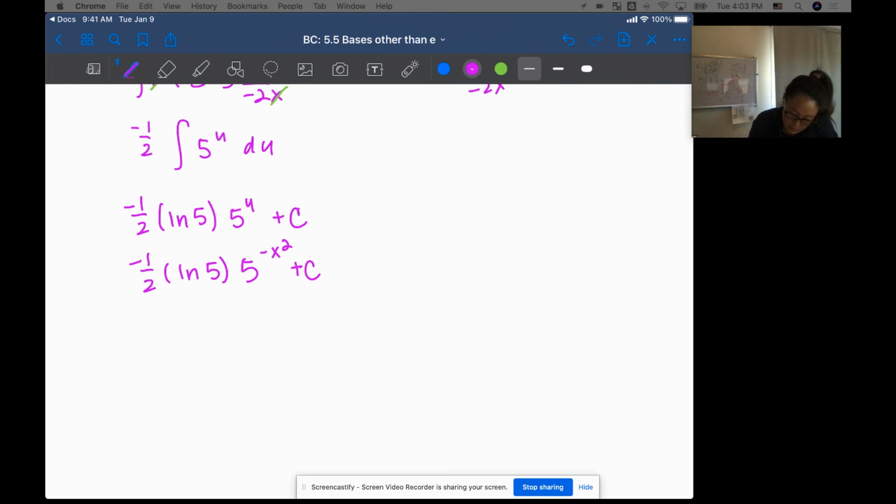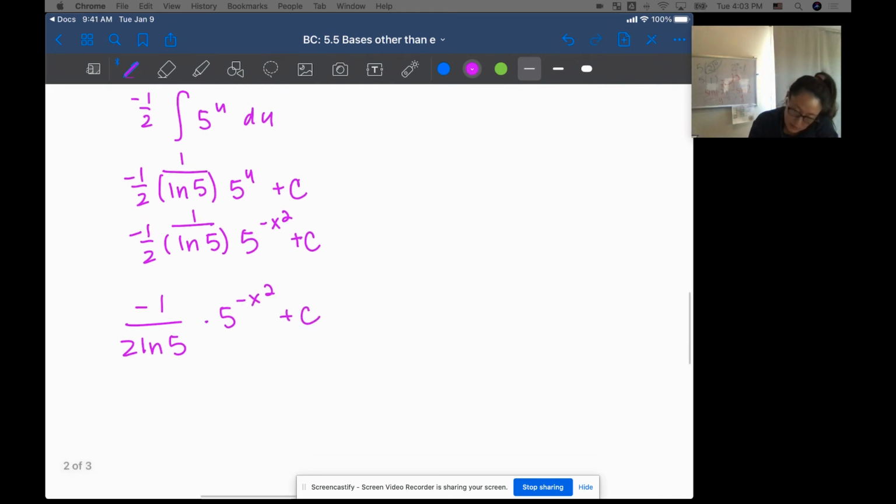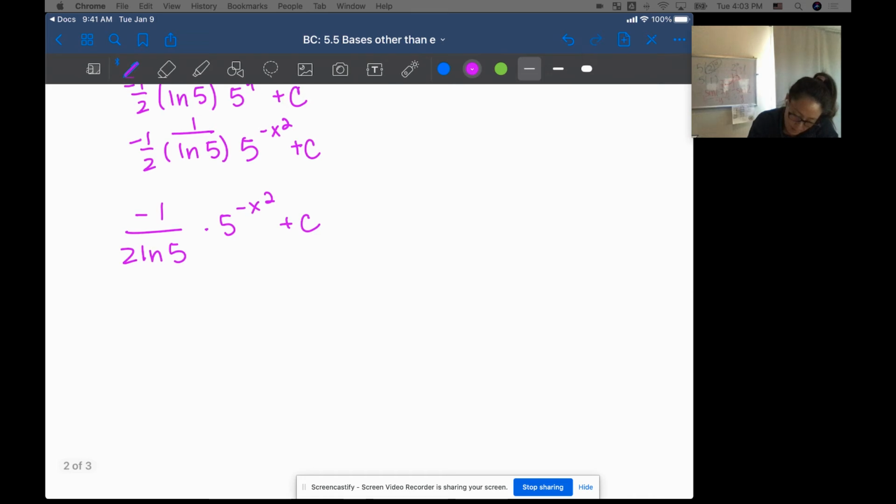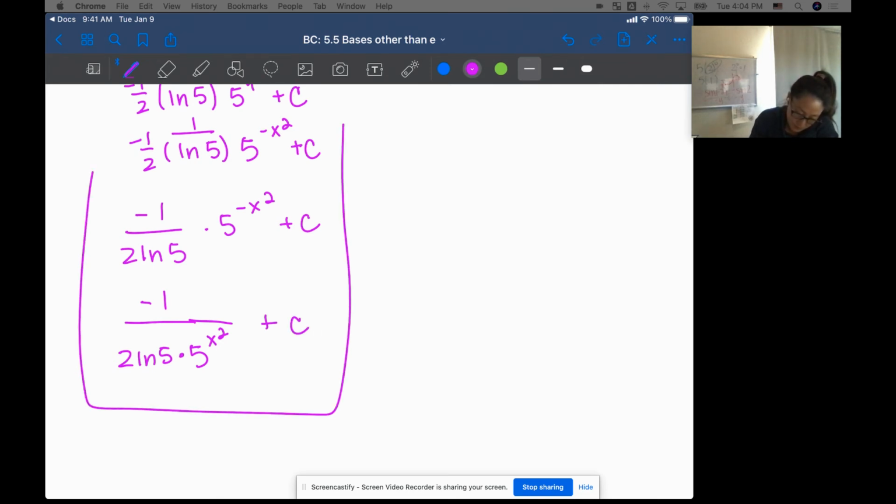Oh wait, this is 1 over ln 5. Sorry, so I can write this a little nicer. This is negative 1 over 2 ln 5 times 5 to the negative x squared plus c, or maybe you can write this as negative 1 over 2 ln 5 times 5 to the positive x squared plus c. All of these are legal. Well, they're all legal, really, but yeah.